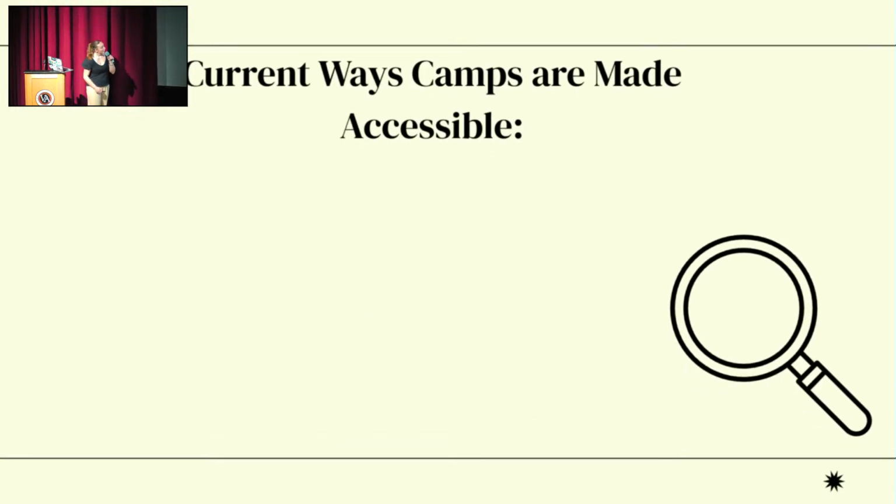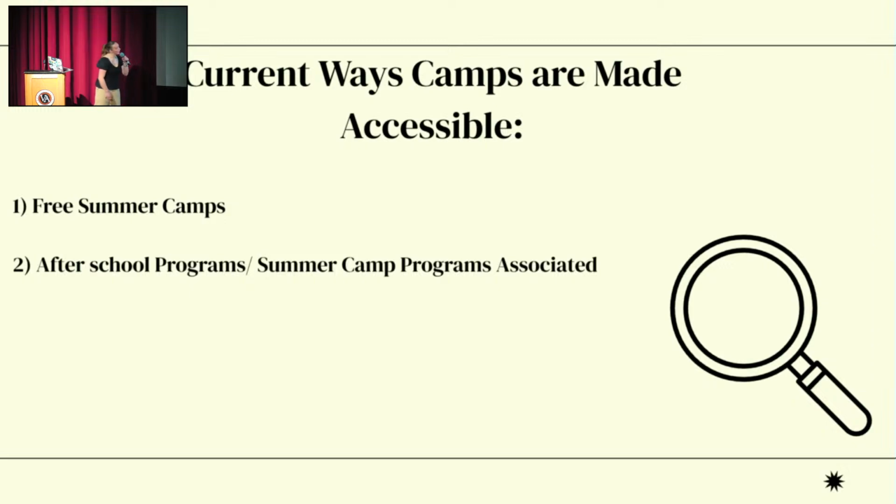So the 3 current ways that camp is made accessible are, firstly, free summer camp programs, specifically like Copper Canyon, or a similar program. Secondly, after-school programs that have summer camp programs associated with them. And thirdly, nonprofit assisted programs. Not only have I attended all 3 of these, but within my research and my surveys, I also figured out that these 3 were the most common.